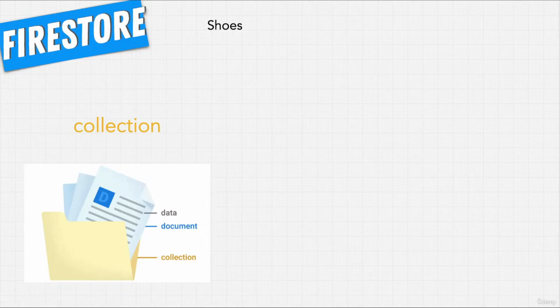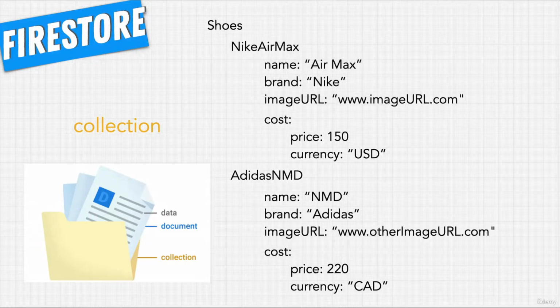So we know we're talking about shoes. Here, imagine that we had a shoes collection. Inside of that shoes collection, we might have our Nike Air Max example, which is just a document of a shoe living inside our shoes collection. But then we might also have Adidas NMD, which is another document. That's for another specific shoe. And you'll notice that the shape again looks very similar. They all have name, brand, image URL, and cost, which is an object that points to price and currency. So you'll see here that the structure is the same, but the values are different.